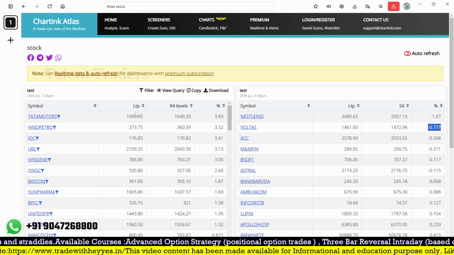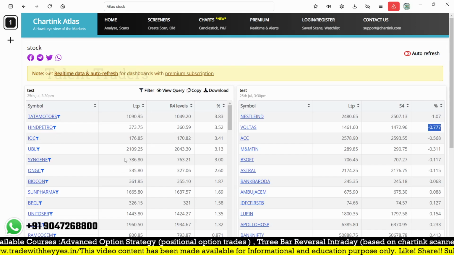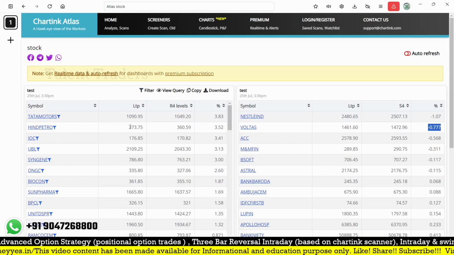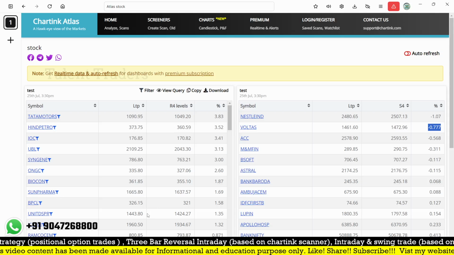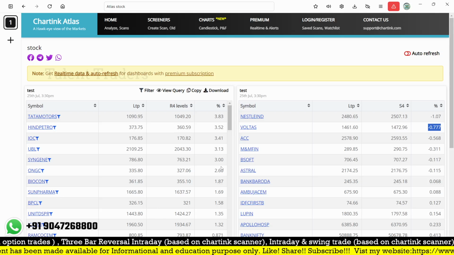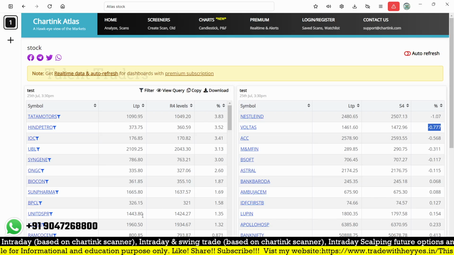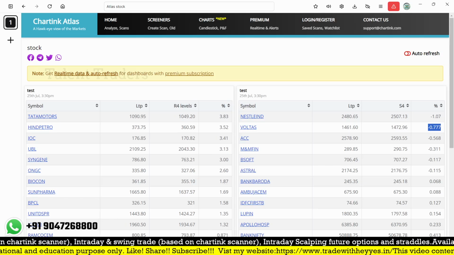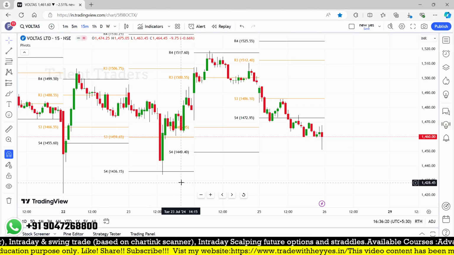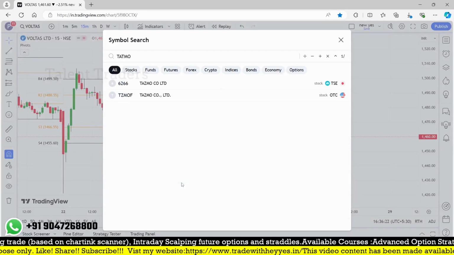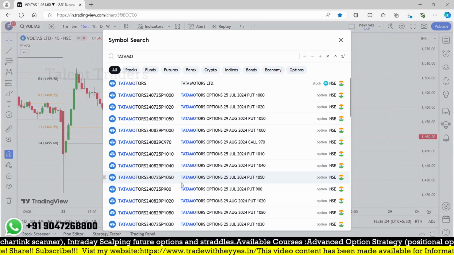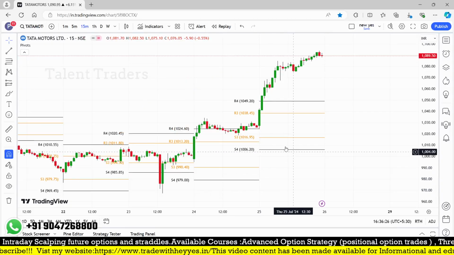In the same way, on the call side, like Indo Petro, Tata Motors, IOC, are stocks which moved almost 3.5%, more than 3% on the call side after breaking the level, and it also never breaks the levels in the first 15 minutes. That's a very important thing. So Tata Motors, that would be a great one.